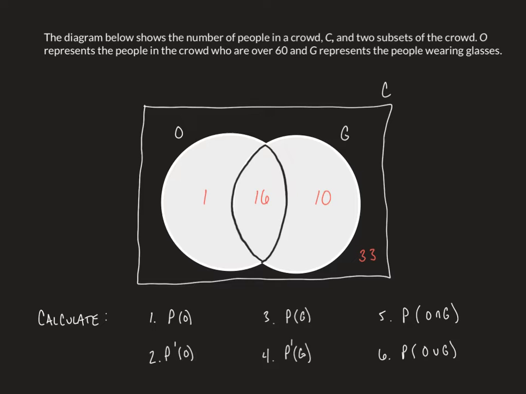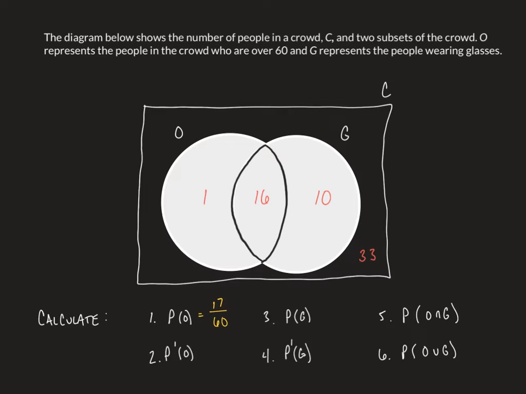So first of all, what's the probability of selecting someone who is in group O, or in other words, someone who's over 60? Well, these are all the people over 60, and there are 17 of them. So that would be 17 out of the whole group. And we have to add up all these numbers to figure out how many total people there are in this crowd. So 33 plus 10 is 43, plus 16 is 59, 60. So there are 60 people in the crowd.